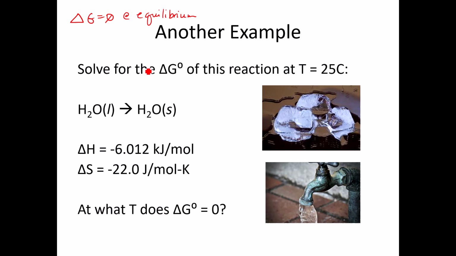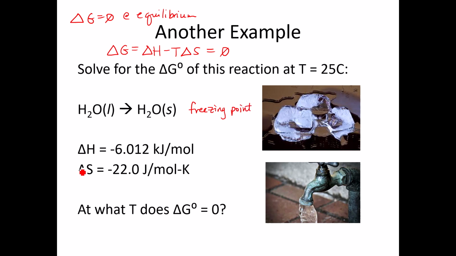So if we use our Gibbs free energy equation, by setting delta G equal to 0, we can then solve for the temperature at which that occurs. So for a phase change, that means we can identify the temperature at which the phase change occurs. So for example, if we have liquid water turning to solid water, so this is freezing point for water.